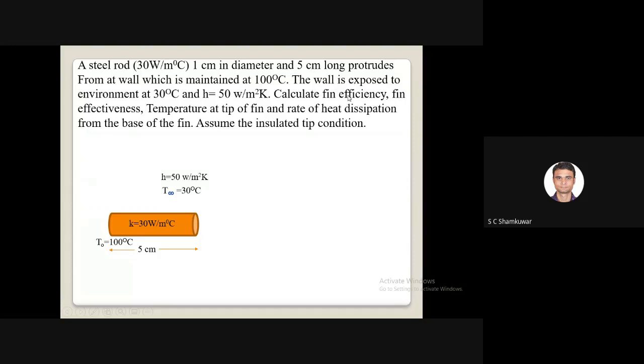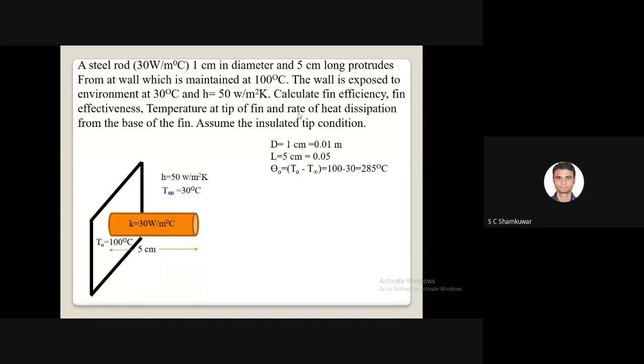Same problem that we have discussed last time also. So a steel rod of, suppose, 30 watt per meter degree Celsius thermal conductivity. Its diameter is 1 centimeter and it is 5 centimeter long.